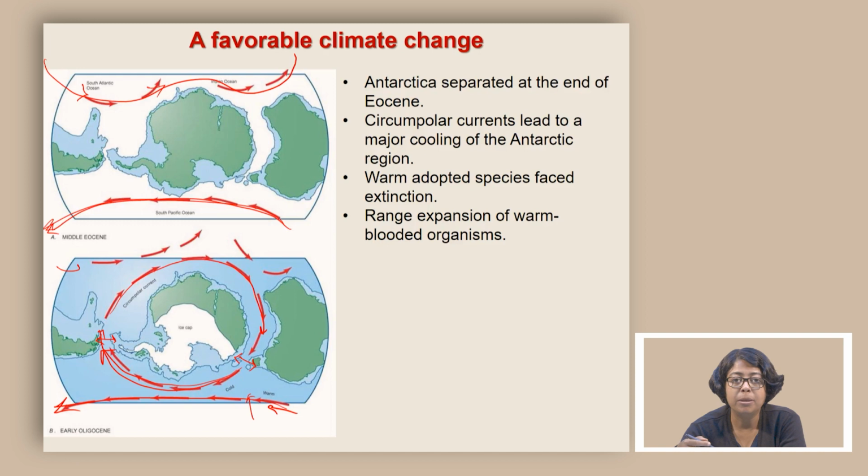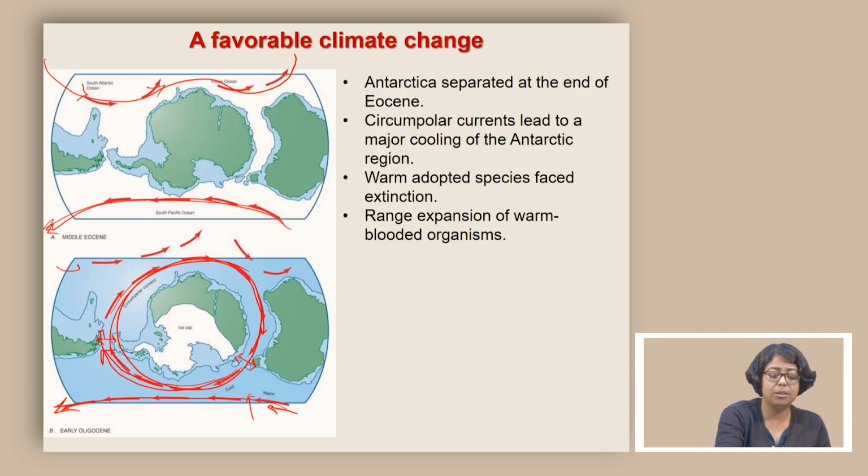So, what will happen to the Antarctic species once it starts to become really cold because of the development of this circumpolar current, which is cold, and becomes colder and colder because it is not getting any warm input? Once Antarctica becomes very cold, the warm adapted species will start to go extinct, and we actually see in the Antarctic record that many groups of crabs and snails started to disappear right around this time.